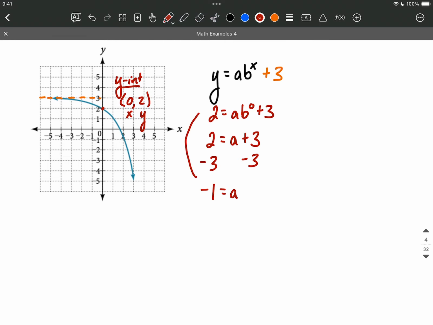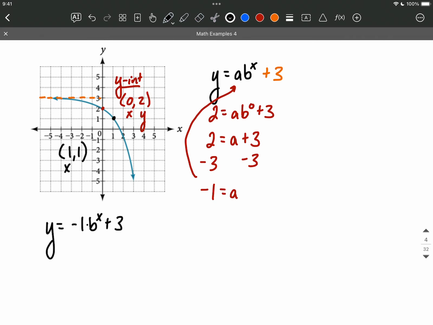From here, let's replace that back into this original function. This will give us y equals negative 1 times b to the x power plus 3. So we're almost there, but we're still missing a value for b. Let's find one additional point that we're really confident is also on our graph. In this case, I think we should go with this ordered pair 1, 1.